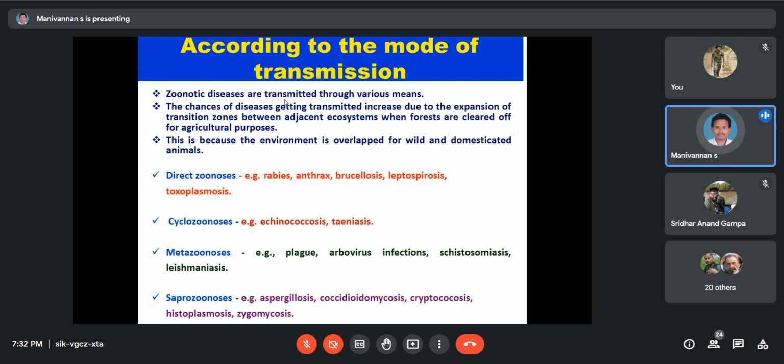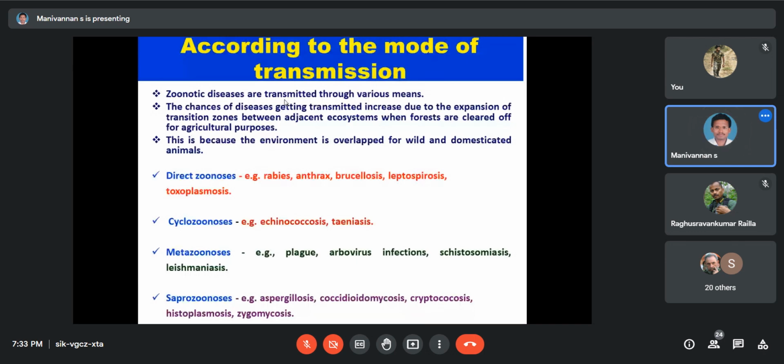What is the causative agent of malaria? Plasmodium. Which one is the intermediate host? The mosquito. Most arthropods act as vectors of diseases. The vector is classified into two types, mechanical and biological. Example, malaria disease.